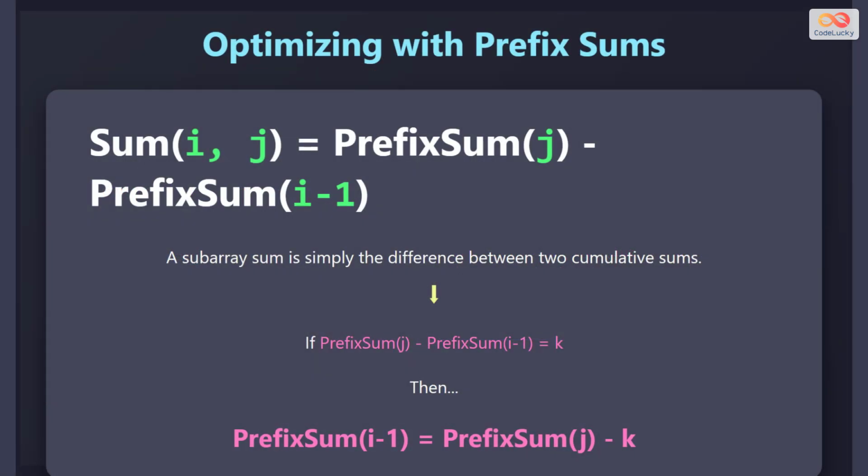To optimize this, we need to use prefix sums. The key insight is simple math. The sum of any subarray from index i to j is equal to the prefix sum at j minus the prefix sum at i minus 1. By rearranging this equation, we can say that if the current prefix sum minus K equals a previous prefix sum we have seen before, then a valid subarray exists ending at the current position.